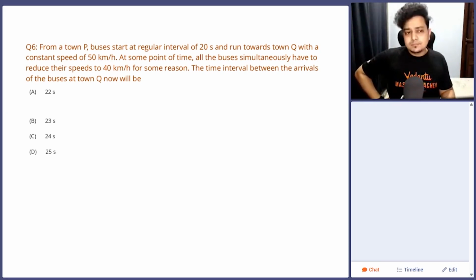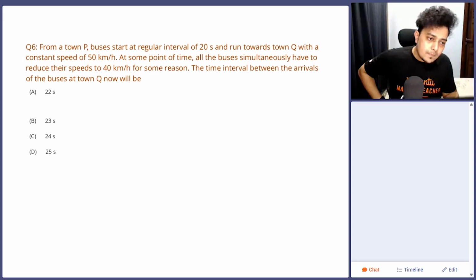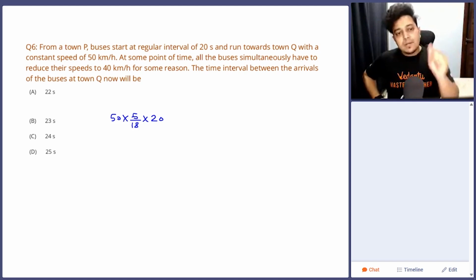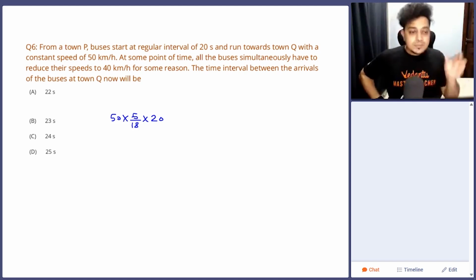So if we calculate how much distance a bus will cover initially in that one duration. The speed will be 50 kilometers per hour. I know it is in kilometer per hour, so 5 by 18 into 20. This is the distance. First of all, velocity given in kilometer per hour is converted to meter per second, and that velocity is multiplied by time. That will give us the distance. So this is the distance traveled by the bus initially.